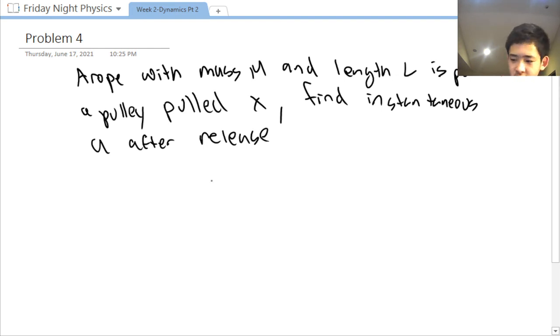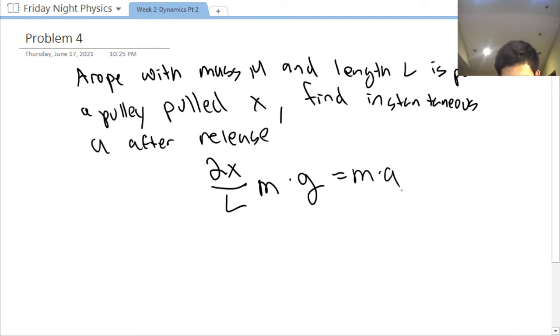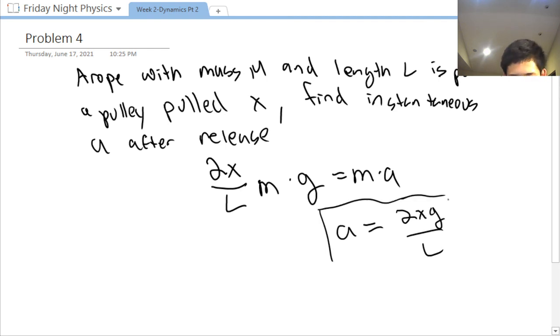So we know the net force is going to be equal to 2x, which is the change, divided by L. So 2x is the portion that has been changed, and L is the total length, times M, which is the mass of the rope, times g. And 2x divided by L is just the proportion of the rope. And this is equal to M times a. So a is going to be equal to 2xg divided by L. And yeah, simple as that.